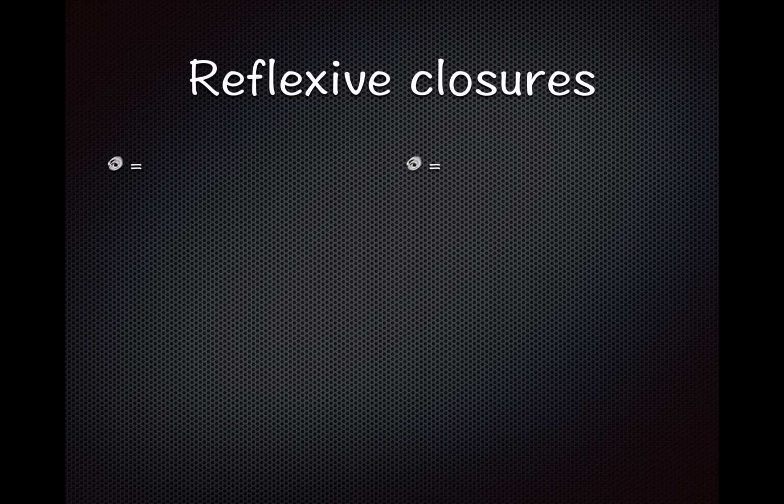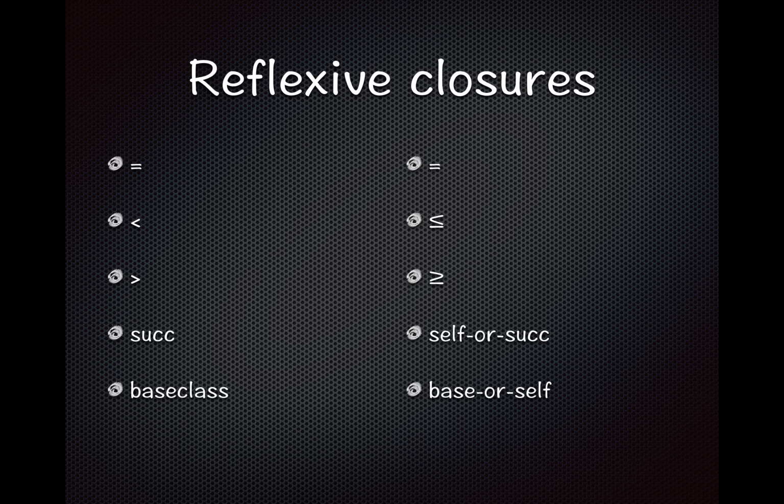Examples: if we have equality, it's already reflexive, so the closure remains the same. If we have a strict relation, then its closure is its non-strict variant. So from less than we get less than or equal. From greater than we get greater than or equal. Suc is basically the next integer relation, which goes from 1 to 2, from 2 to 3, from 3 to 4, and so forth. So its reflexive closure is self or suc. So from 1 you would go not only to 2, but also to 1 itself.